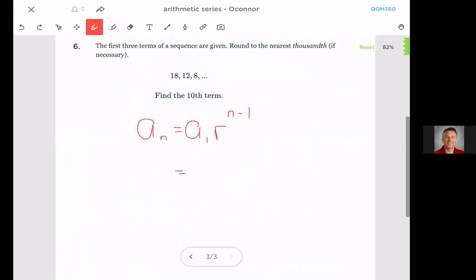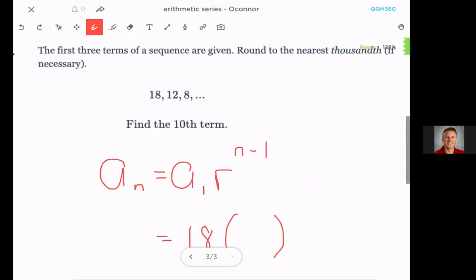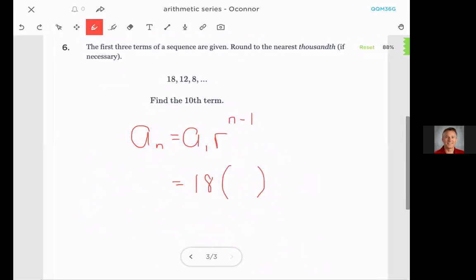But we do a sub 1 is our first term, which is 18, times our r value. To get r, you can always take any number divided by the one in front of it. So 12 divided by 18, and then reduce it. Or 8 divided by 12, you get the same thing and reduce it. You will always get 2/3. So our r value is 2/3.